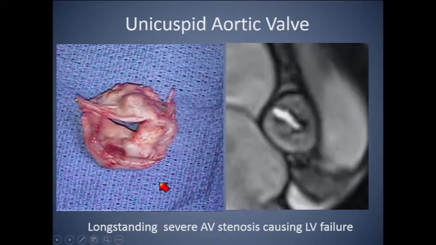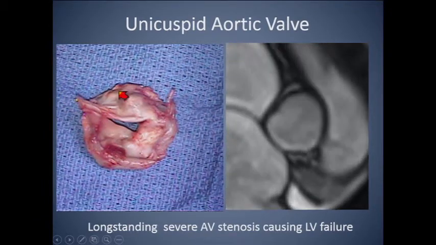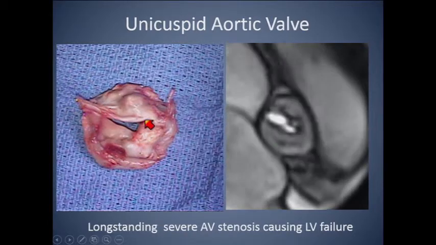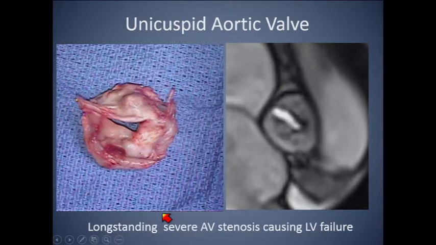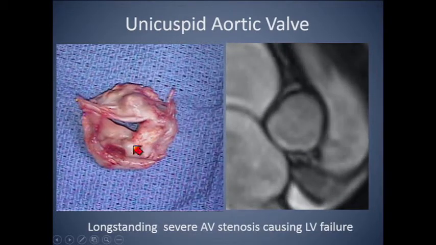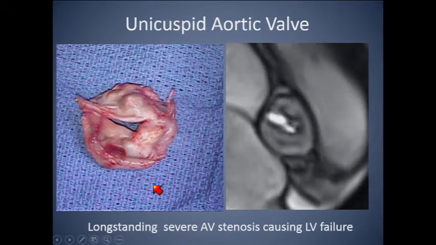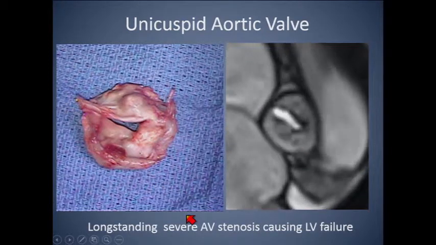Here's his path specimen. Unicuspid aortic valve. He has one commissure, and then he just has, this is all he has left, and it's a really nice correlation with that. And so this was long-standing severe aortic valve stenosis. And again, I'm sure when he was followed for years that they probably thought they were looking at a bicuspid valve on echo, causing LV failure.